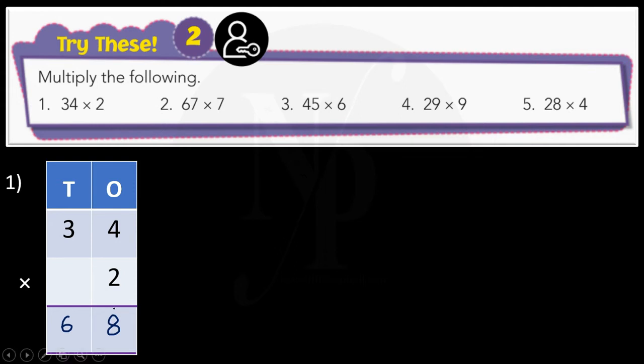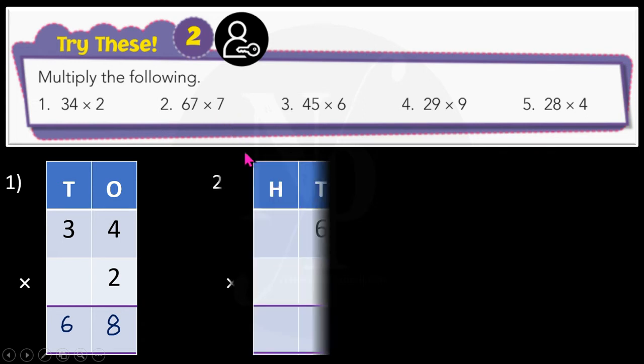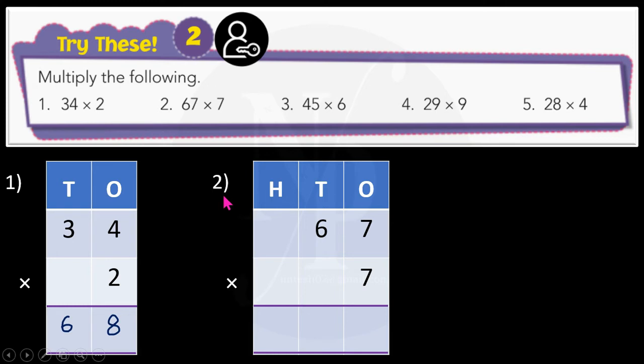Now let us take the second question and let us write down these numbers, that is 67 into 7, in place values table like this. Question number 2. So here we have ones place column, tens place column, a column for hundreds place also, and the symbol written here, into, which looks like x, which is the symbol used for multiplication.